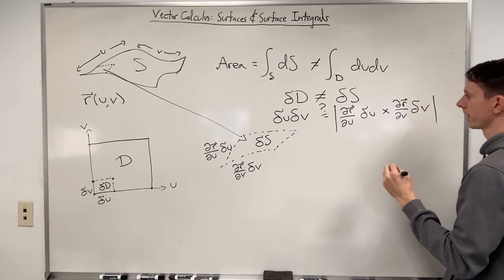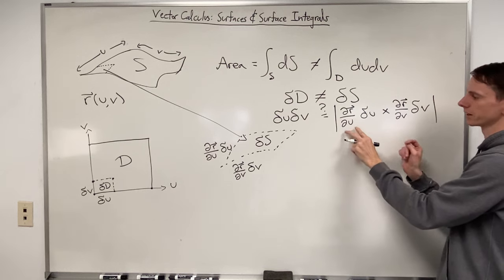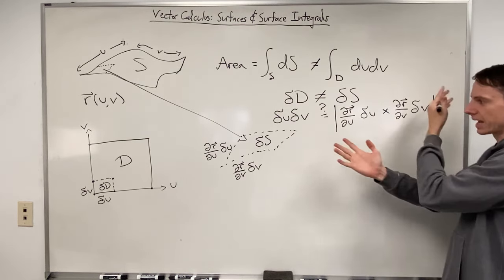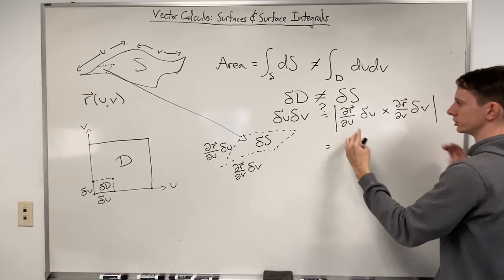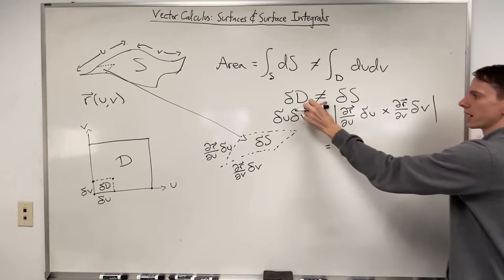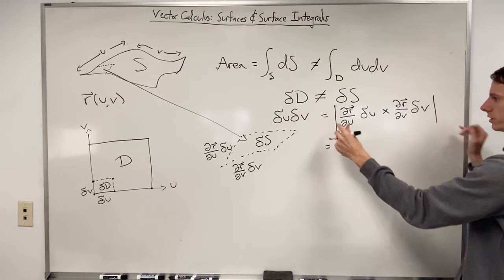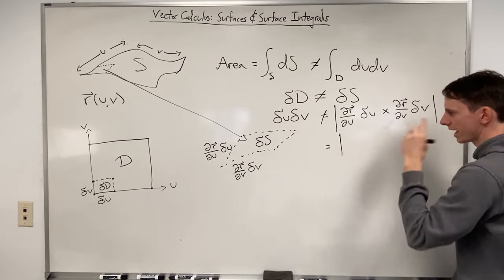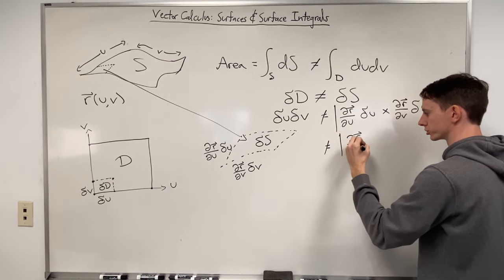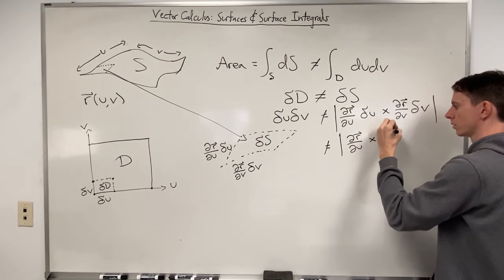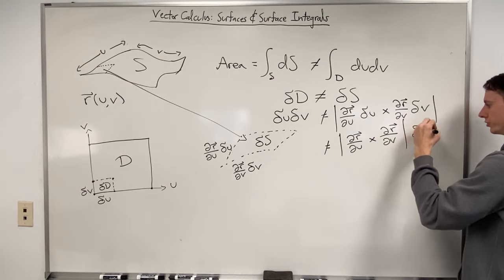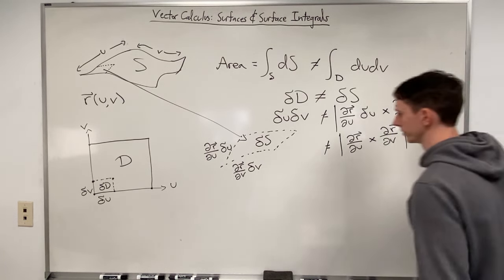And what you can do is this is a vector times a scalar in a cross product with a vector times a scalar. I can move the scalars out to the front and just leave the vector quantities inside the cross product. So I can rewrite this side over here as partial R, partial U, cross partial R, partial V, and then delta U, delta V, like this.